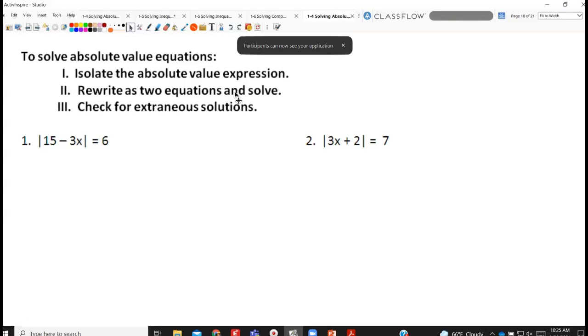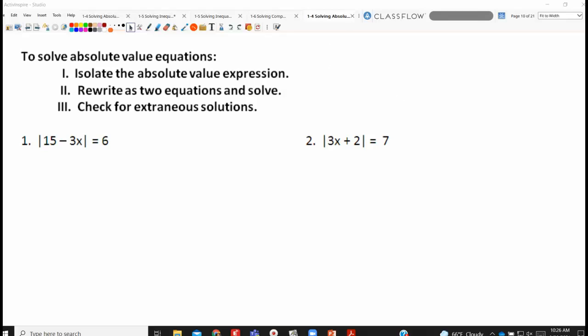Oftentimes everybody tries to skip the check step, and for the first couple of problems, I could see why. However, as we get into more and more problems, we're going to notice that we get what we call extraneous solutions. If you refer back to yesterday's notes and definitions, that's a solution you get, but it does not work when you check it. So we have to always check absolute values.